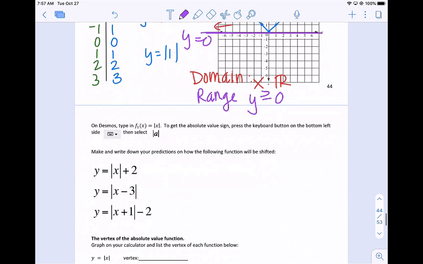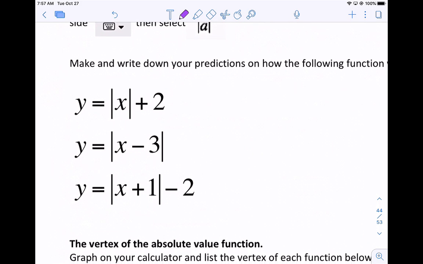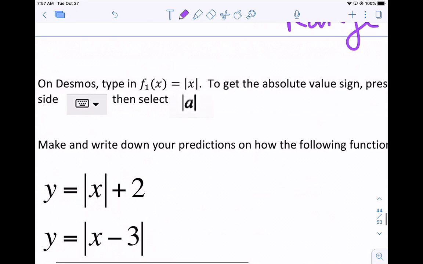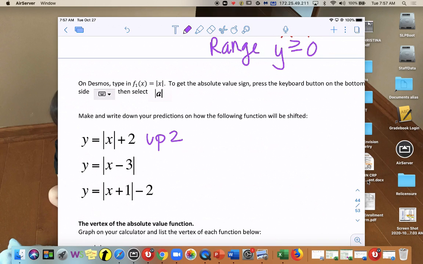All right, so let's take a look at using Desmos to figure out different shifts of the graph. And so it kind of tells you you have to use the keyboard thing to get the absolute value sign, so there it is. So it says make and write down your predictions on how the following function will be shifted. And so we know from previous sections that if the +2 is on the outside, that typically means up 2. So let's graph that and see if our prediction is correct.